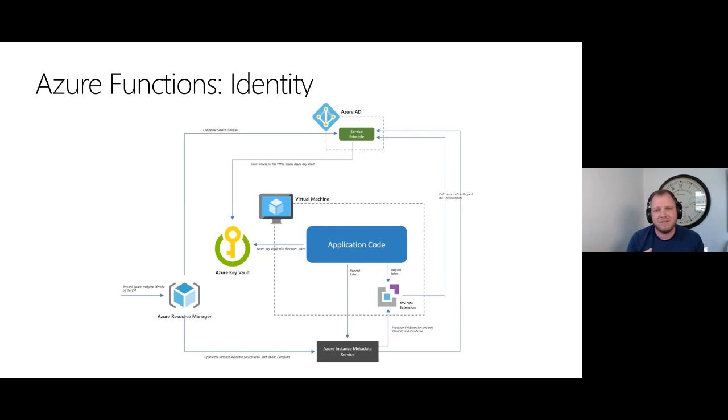This gets rid of the problem of us having to store any keys in our code, right? We can store our keys in key vault, right? But then we need to store a key to the vault in the code, right? So managed identity means that we don't have to do that.